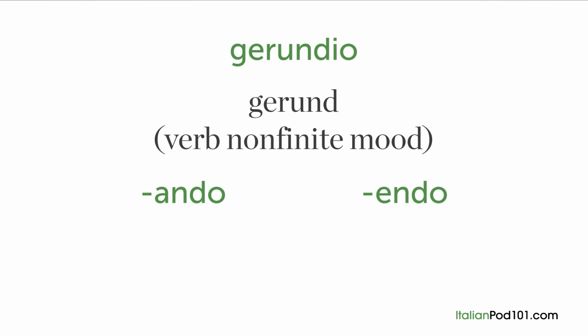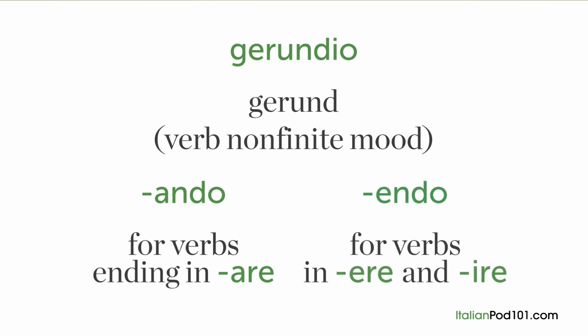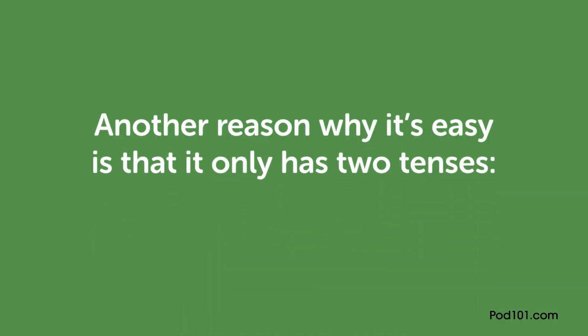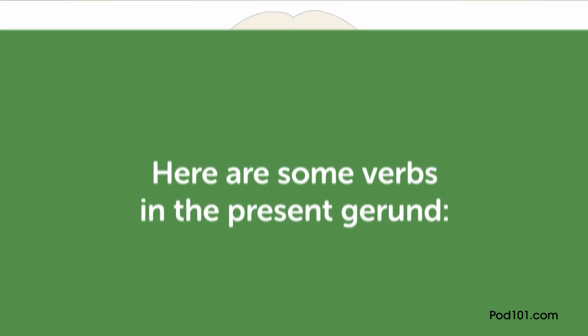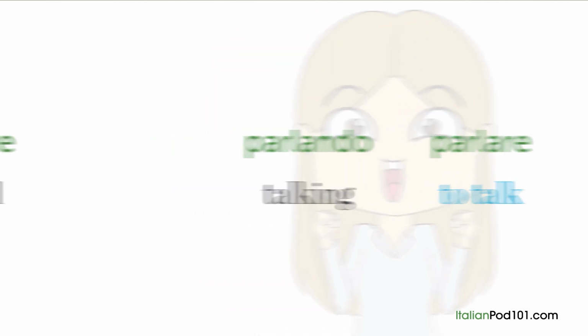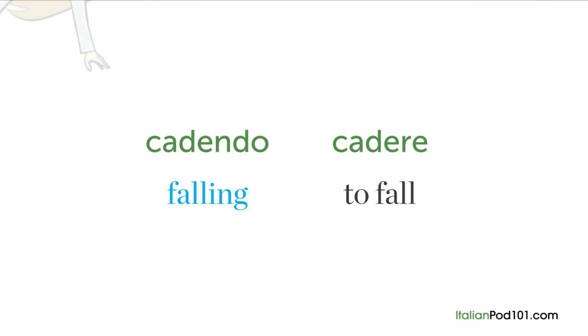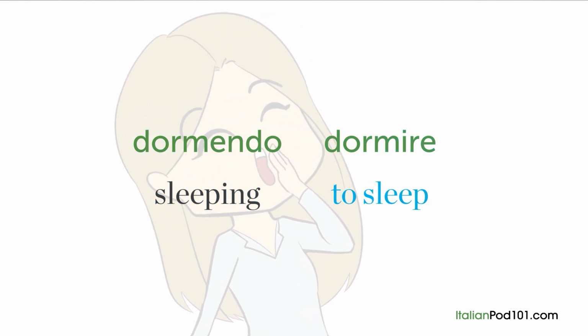It only has two endings, -ando for verbs ending in -are and -endo for verbs ending in -ere and -ire. Another reason why it's easy is that it only has two tenses, present and past. Here are some verbs in the present gerund. Parlando, talking, from parlare, to talk. Cadendo, falling, from cadere, to fall. Dormendo, sleeping, from dormire, to sleep.